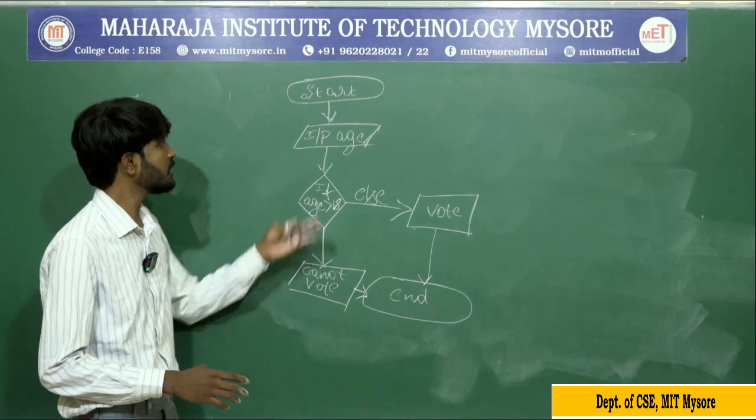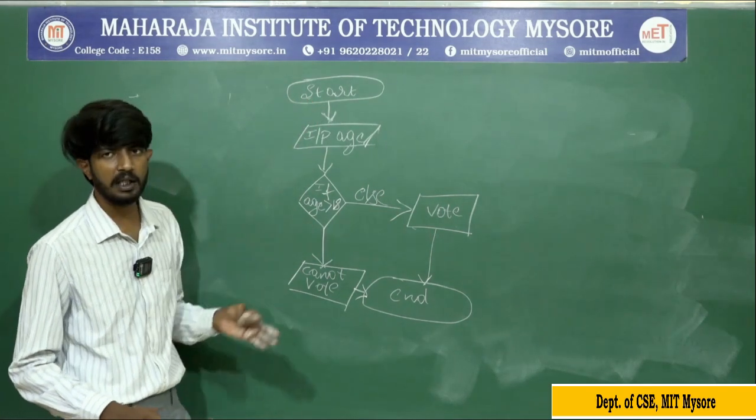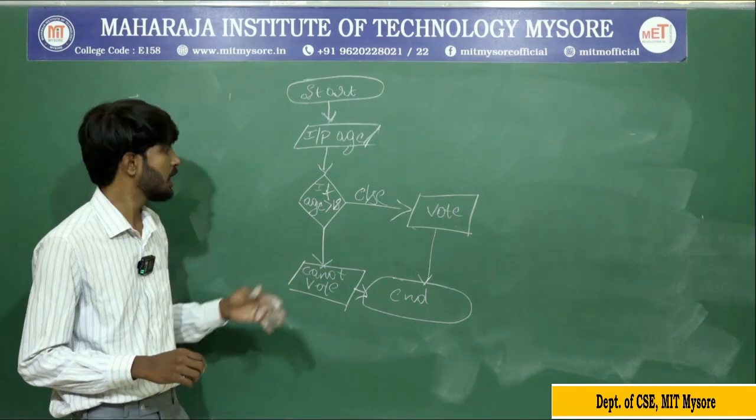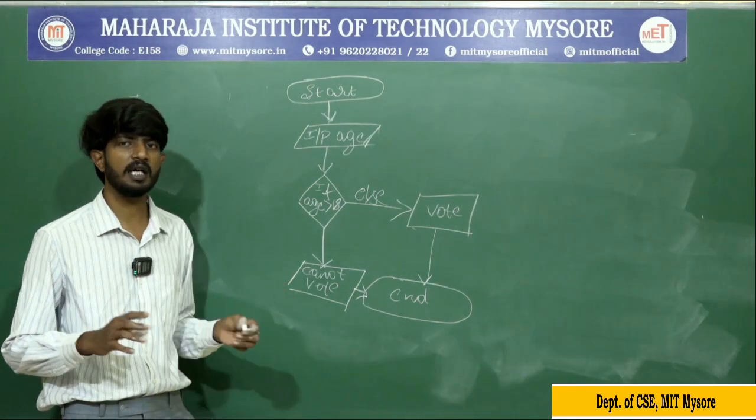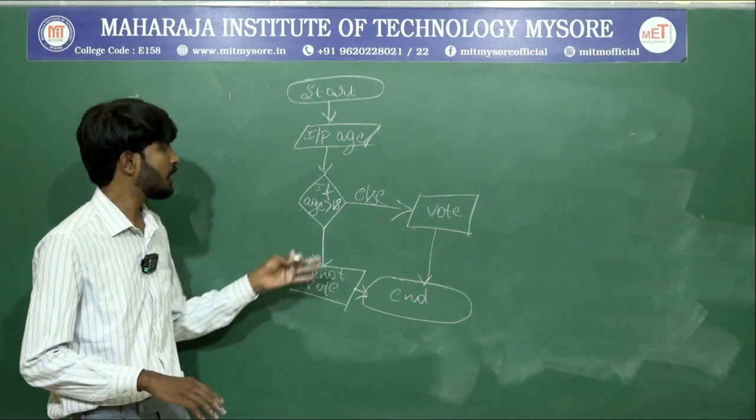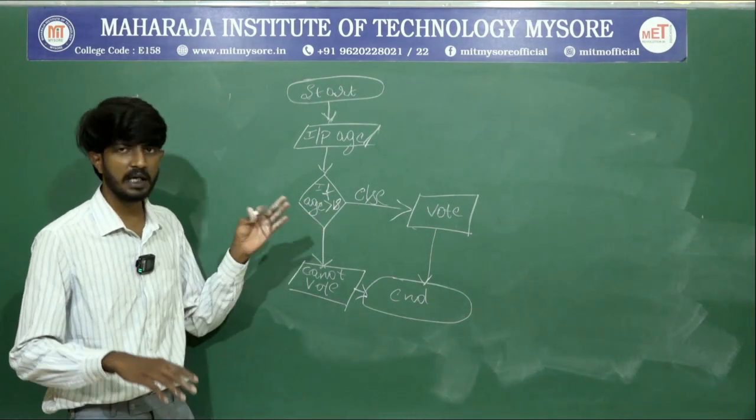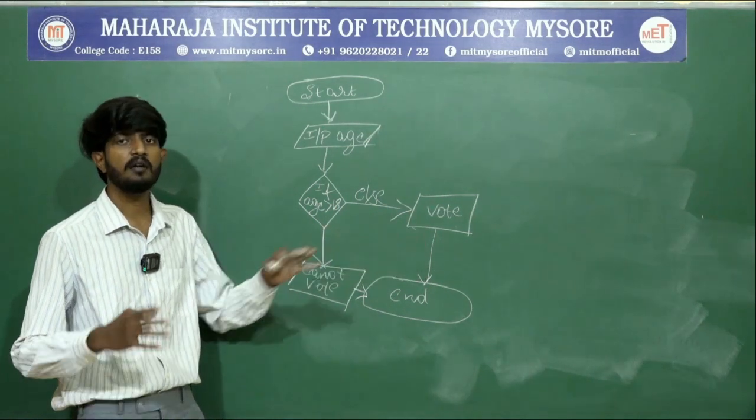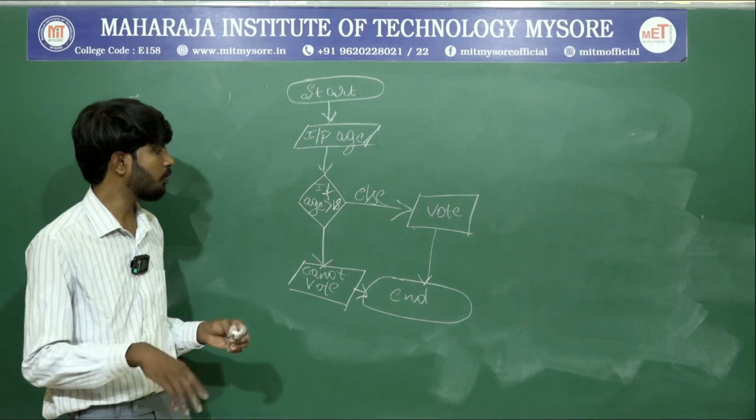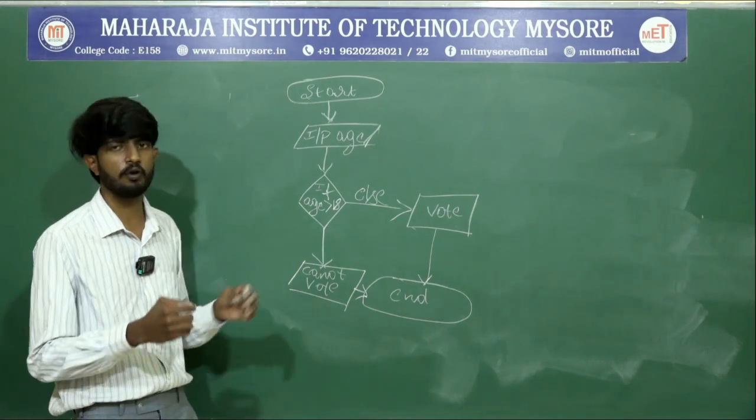In the flowchart, we need to start the program and give the input as the age, and then we check if the age is greater than 18 or less than 18. If the age is greater than 18, he can vote. If the age is less than 18, he cannot vote. So this is what you call the flowchart.